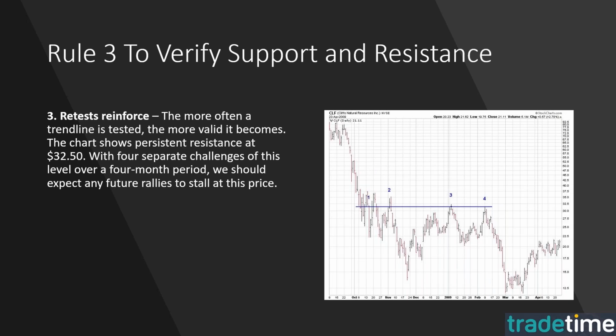And the more often a trend line is tested, or a support or resistance level is tested, the more valid it becomes. So you can see on this chart, historically, we found that this price of 32.50 was crucially important over a long period of time, whether it was a resistance or a support level. So we know that price of that asset, depending on which way it's going, is crucially important to the markets.